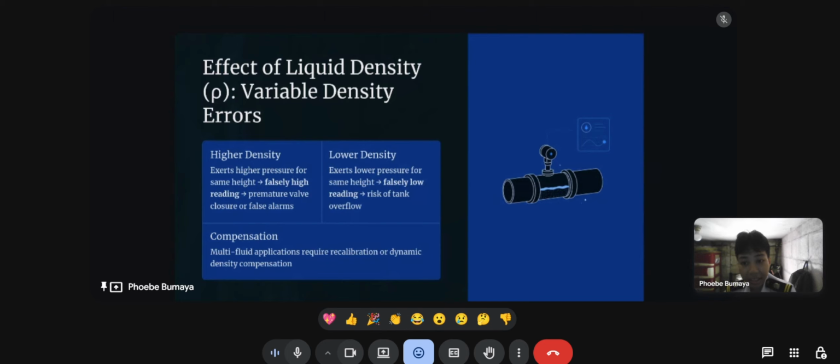For the effects of liquid density, variable density errors: higher density exerts higher pressure for the same height, leading to a falsely high reading and premature high pressure trip or false alarm. Lower density exerts lower pressure for the same height, leading to a falsely low reading and risk of tank overflow. Compensation: multi-fluid applications require recalibration or dynamic density compensation.